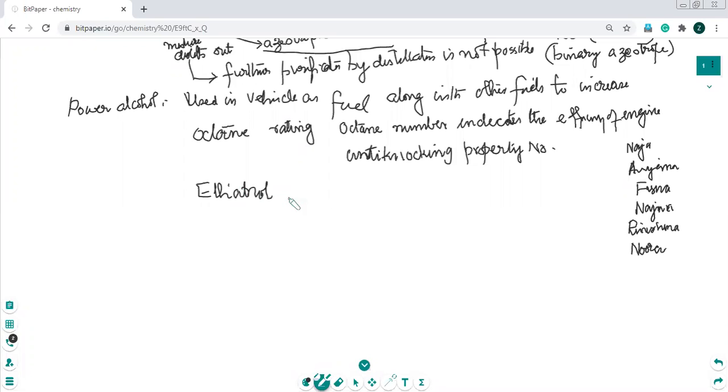Ethanol is having a high anti-knocking property.